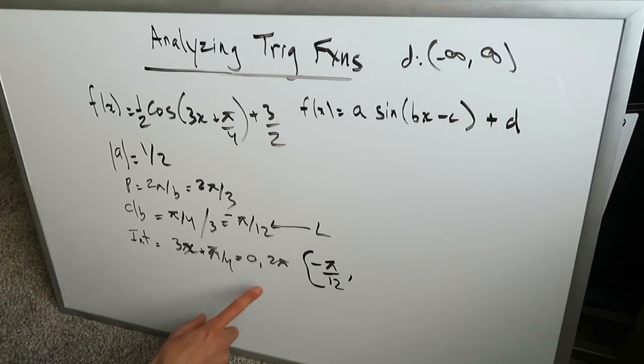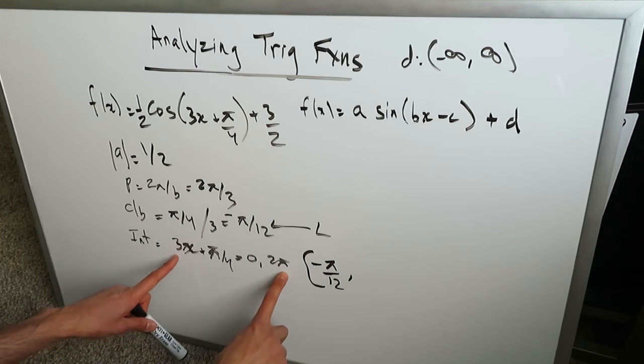And then we want to do the other scenario. 3x plus pi over 4 is equal to 2 pi. Take pi over 4 to the other side. You're going to get 2 pi minus pi over 4, which is 7 pi over 4. See, 360 minus 45 gives you 315 degrees. But 315 degrees is the same thing as 7 pi over 4.